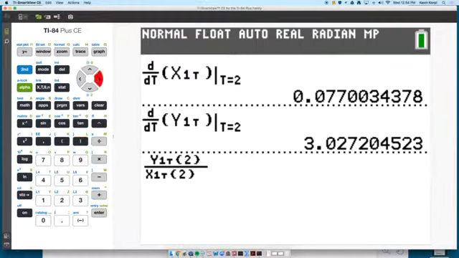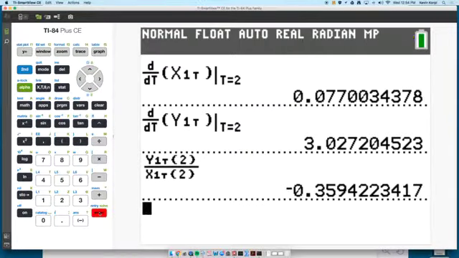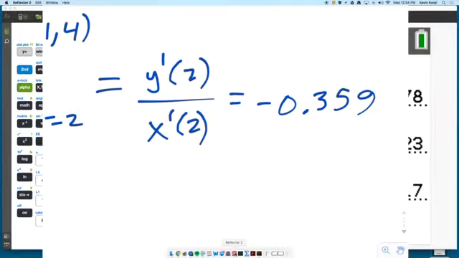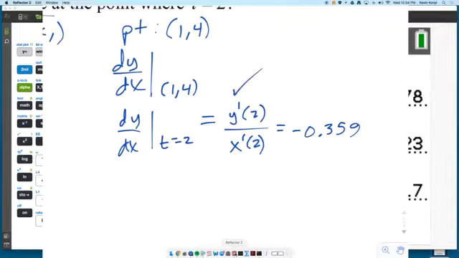Okay, so there you go. Click enter, and you'll have the value. It's negative 0.359. So same keystrokes, just different symbols. Use the calculator to do the heavy lifting. You're going to get a check for your setup, and you'll get a check for the answer.